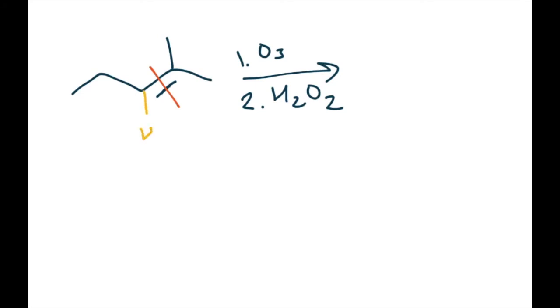So let's say you have something like this. All right, we're still going to break our double bond with H2O2. Bam. But only the carbon that has a vinyl hydrogen is going to become a carboxylic acid. So this one becomes a carboxylic acid, and the other side just becomes a ketone.